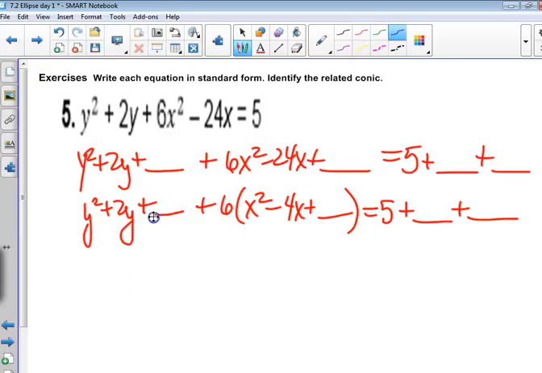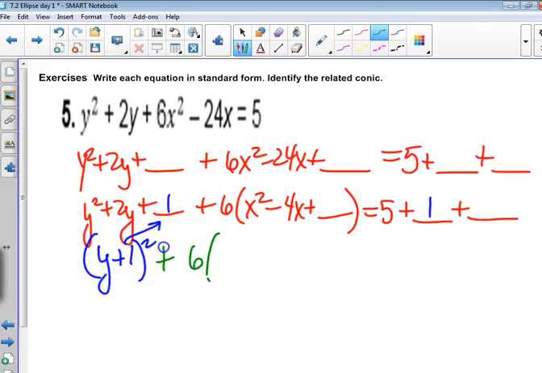All right, first one is easy. There's nothing out in front, so half of 2 is 1. We square it to put it back in this blank and we get a 1. We put it on the other side. No problems yet?